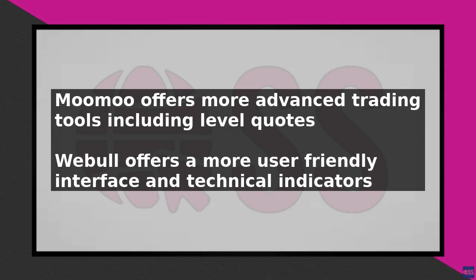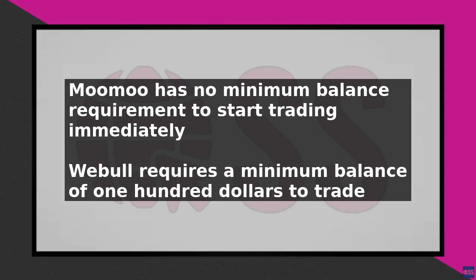Finally, let us consider the security of each app. Both Moomoo and Webull are members of the Securities Investor Protection Corporation, which means that your investments are protected up to $500,000. Both apps also offer two-factor authentication and encryption to protect your account information.